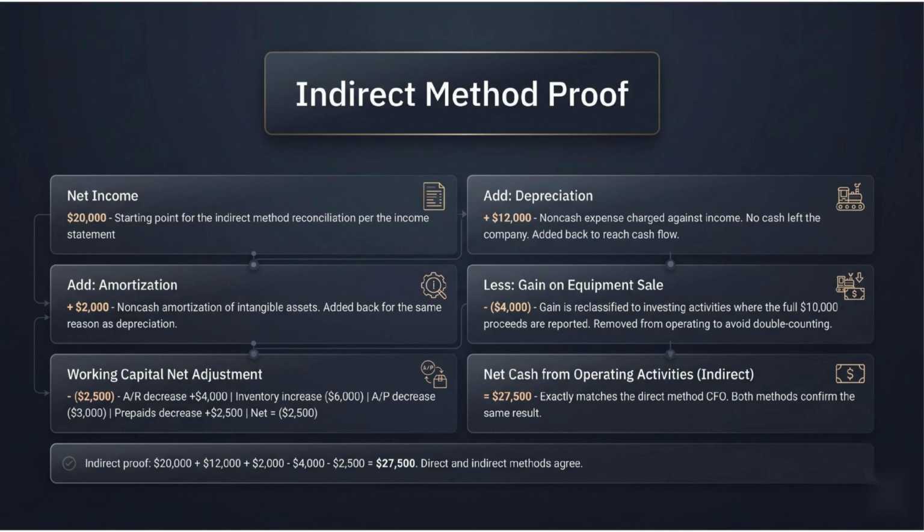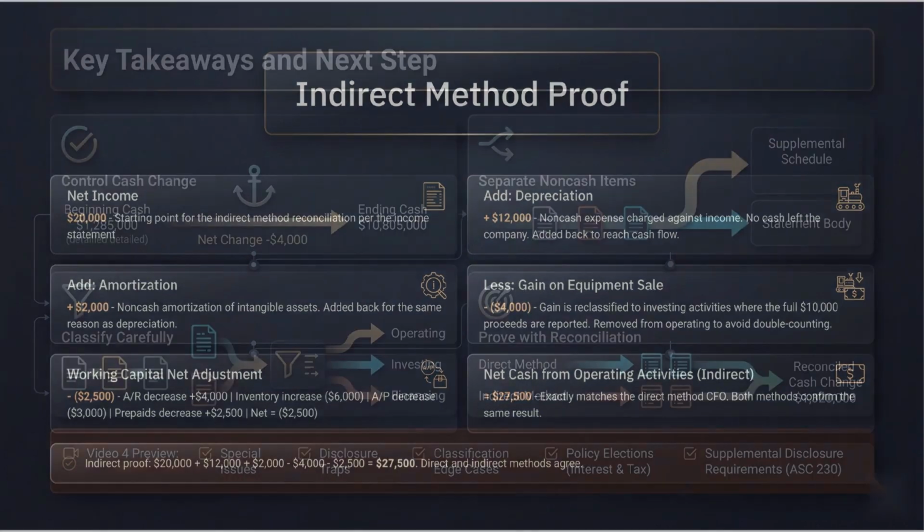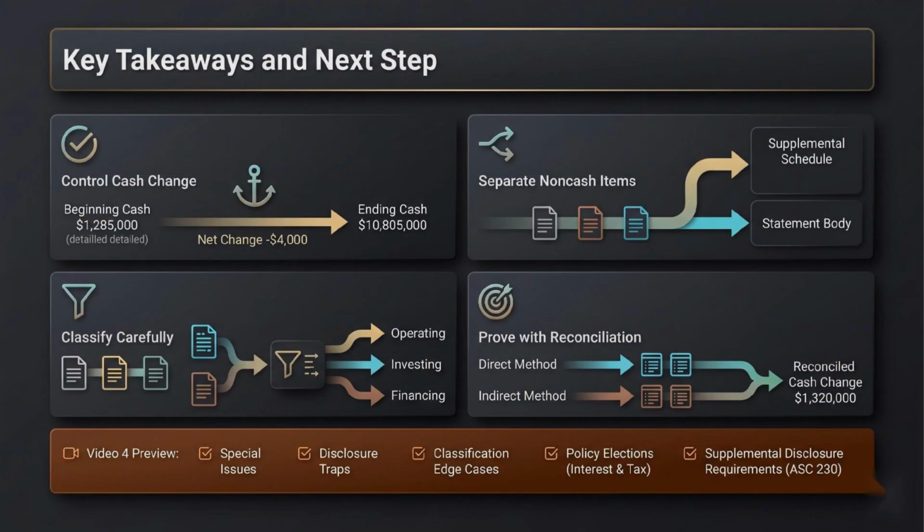Accounts receivable decrease adds $4,000, inventory increase deducts $6,000, accounts payable decrease deducts $3,000, prepaid expenses decrease adds $2,500. The net working capital adjustment is -$2,500. The result is $27,500, matching the direct method CFO. The proof is confirmed. Let us close with the 4 key takeaways.